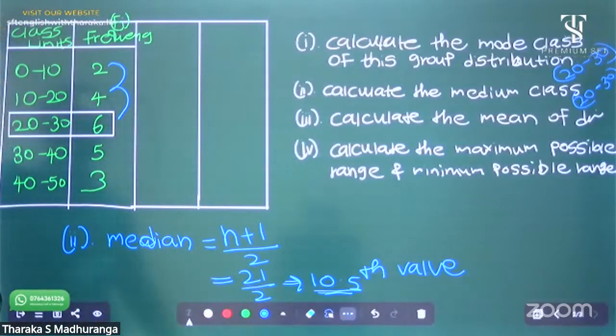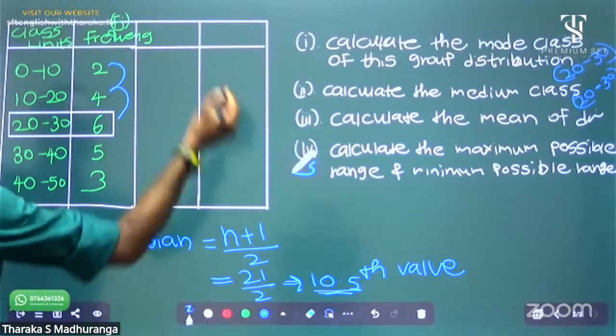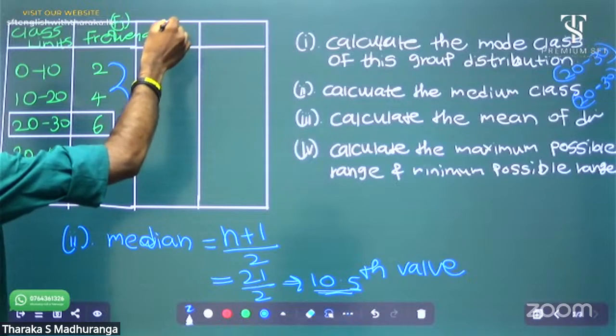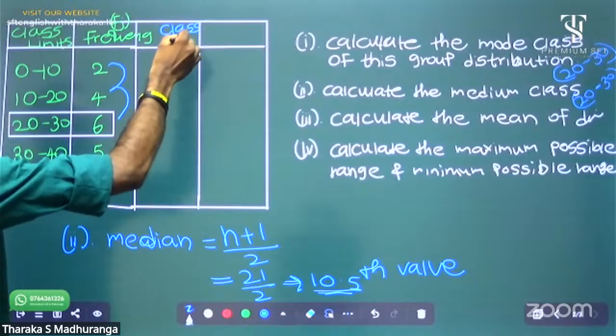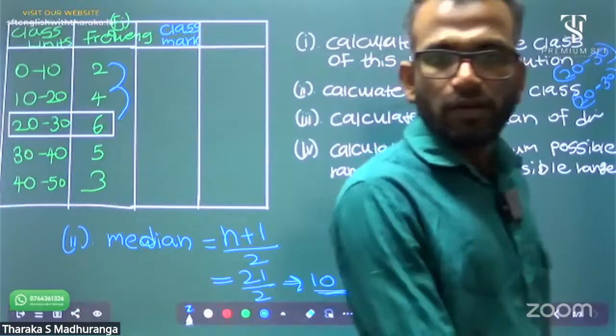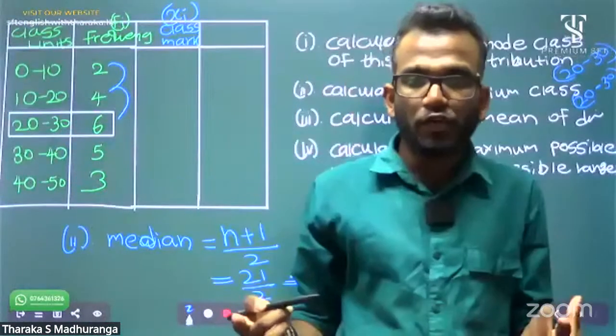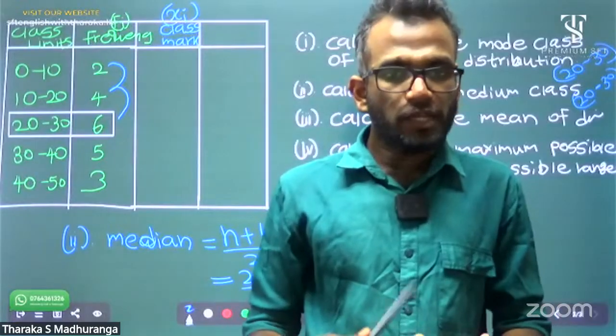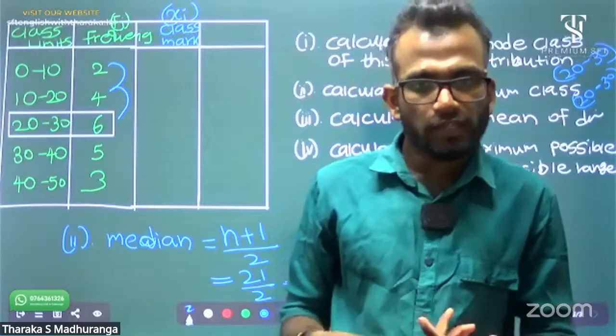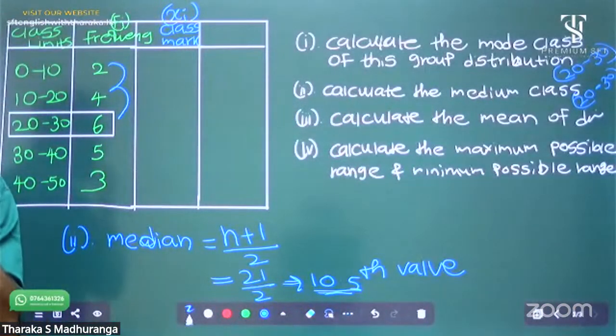The first new column is xi, or class mark. Class mark, within bracket, it is xi. Now, what is the meaning of the class mark? What's the definition and what's the meaning of the class mark? Dini, what's the meaning of the class mark?